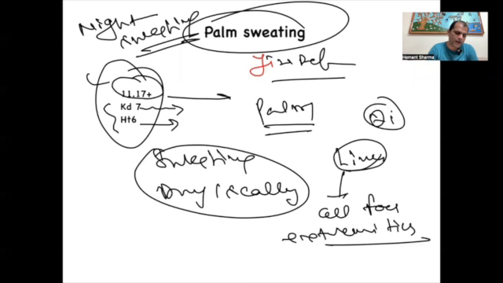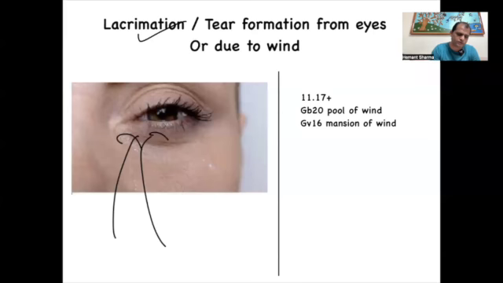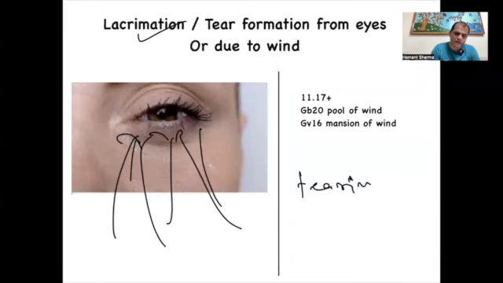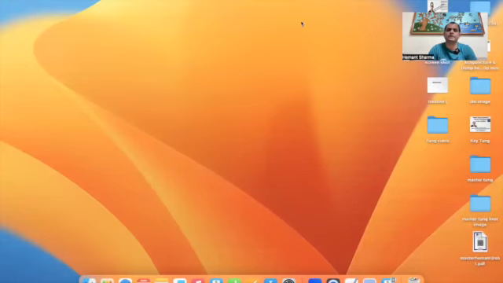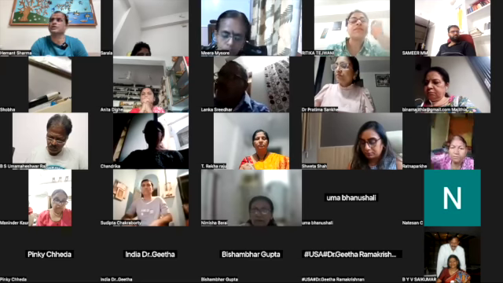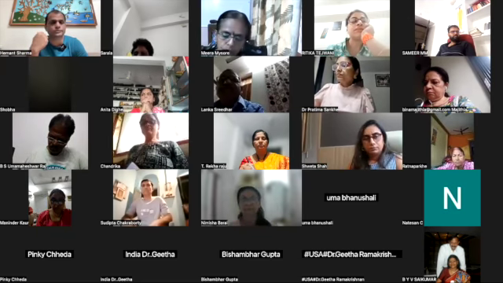So here I told you, if the person is having more lacrimation, sometimes what's happening is we are going in the wind, we are going in the air, and the air is touching the eyes, and suddenly we start getting tearing. So this is called the attack of wind. You might have seen many times, in the cold season, when we come in contact with cold air, suddenly we start getting tearing and also sometimes a running nose.